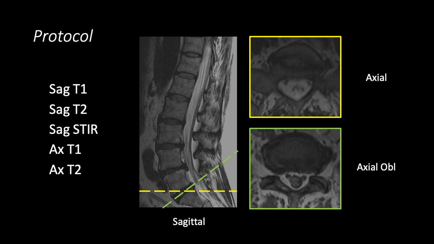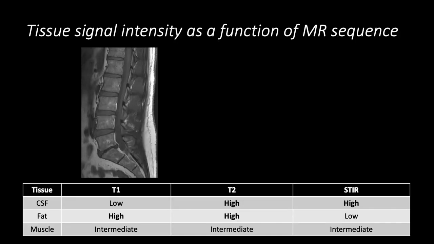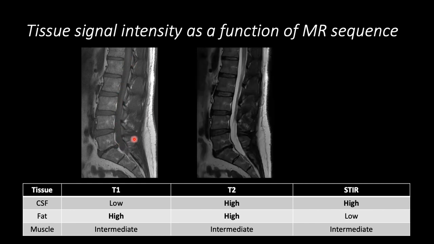However, the signal intensity or the relative brightness and darkness of tissues with respect to one another will differ depending on the sequence used. For example, on T1 weighted sequences, fat is bright, and you can see the bright signal of the subcutaneous fat as well as the epidural fat inside the spinal canal outside the thecal sac. CSF signal is low, and you can see that dark signal inside the thecal sac here. Muscle is of intermediate signal intensity between CSF and fat.